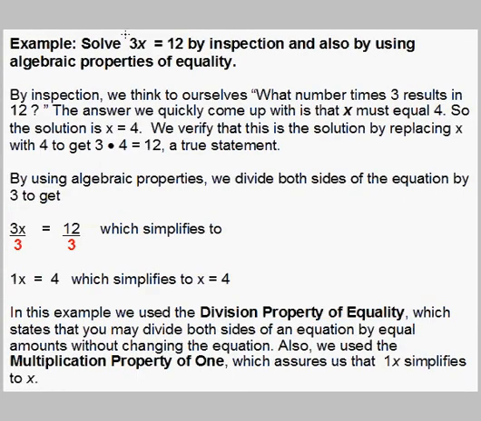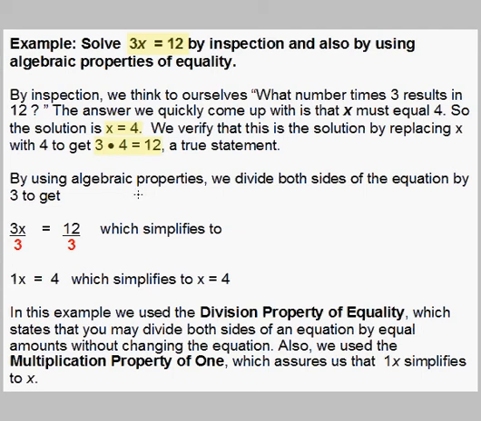In this second example, we're going to solve the equation 3x equals 12 by both inspection and by using algebraic properties of equality. By inspection, we think to ourselves, 3 times what number is 12? Well, the answer is pretty easy. It's x equals 4. To verify that, we plug in 4 and we get 3 times 4 equals 12, a true statement. So x equals 4 is indeed our solution.